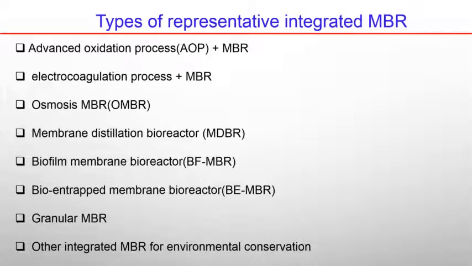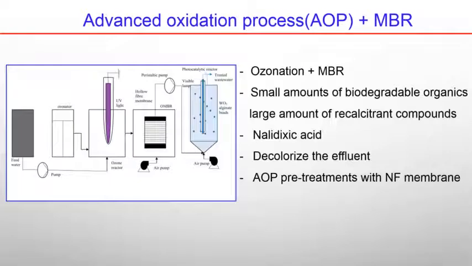First one is advanced oxidation process combined with MBR, and electrocoagulation process combined with MBR, and osmosis MBR, membrane distillation bioreactor, biofilm membrane bioreactor, and biointeracted membrane bioreactor, and granular MBR, and other integrated MBR for environmental conservation. First, I will talk about advanced oxidation process combined with MBR.